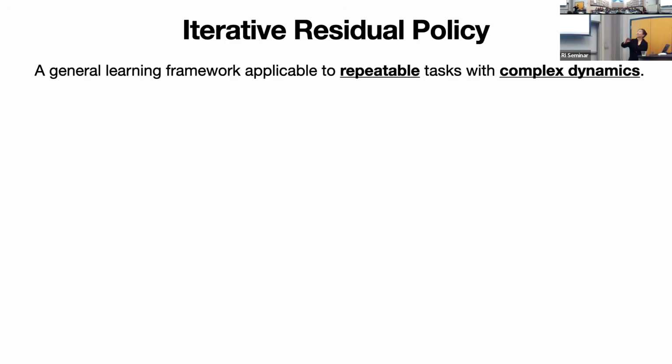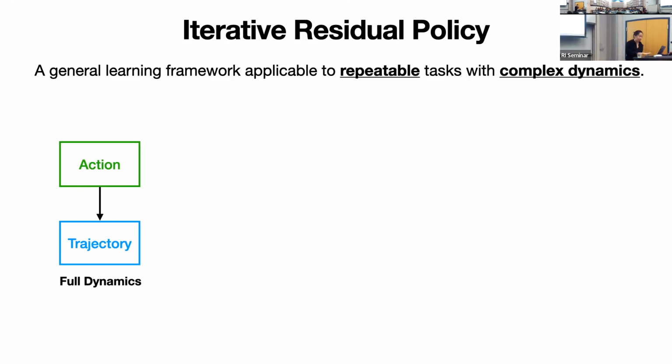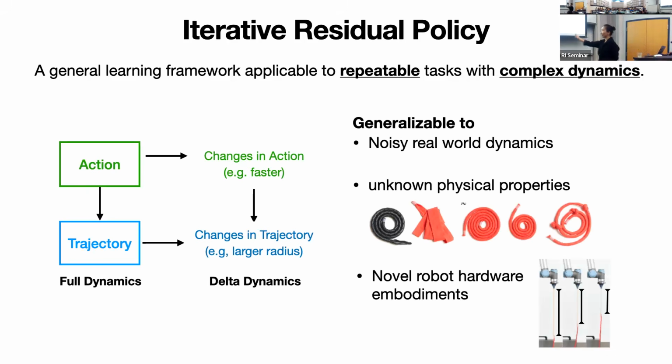Okay, so to summarize, I think what iterative residual policy gives us is a relatively general framework that's able to be applied to any repeatable task, because we need to reset the states every time, but it can handle quite complex dynamics. The key takeaway here is that instead of trying to learn the full forward dynamics model that maps the action to trajectory, we can actually learn the delta dynamics model that maps how changes in action will affect the changes in the trajectory, which is like the gradient of this effect. And that is actually more generalizable to, for example, the noisy real-world dynamics and also unknown physical properties.